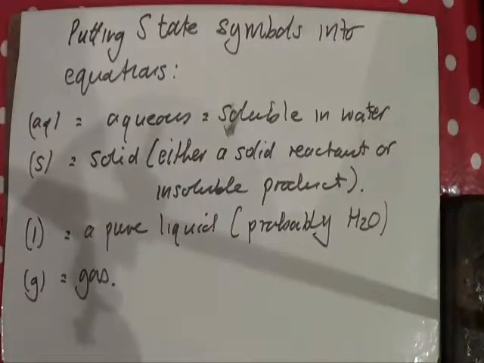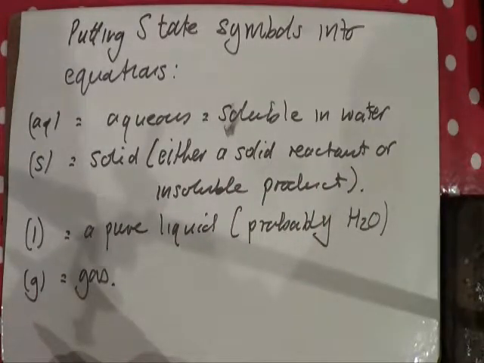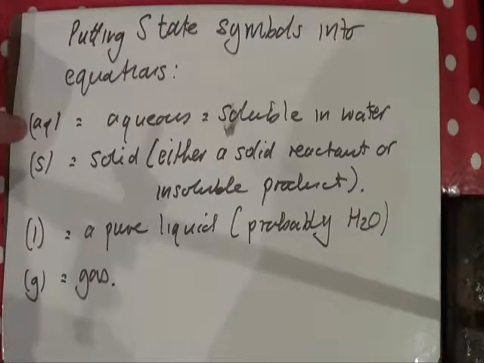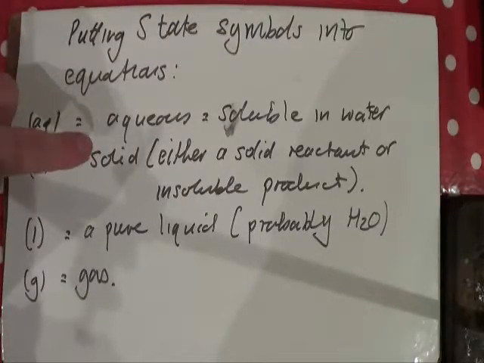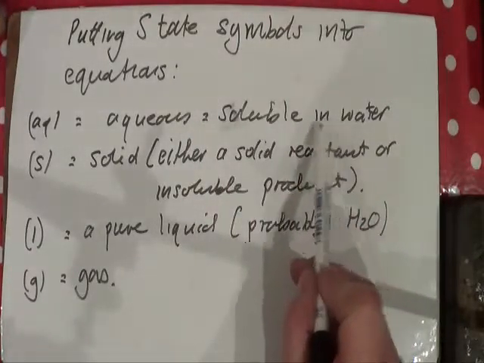In this video we're going to look at putting state symbols into equations. Now there are 4 state symbols that you need to be familiar with. You know from Key Stage 3 and Key Stage 4 about states of matter: solid, liquid, gas. Basically what state symbols do is they tell the person who's reading the equation whether these things are solids, liquids or gases. The next state symbol that you need to be familiar with is AQ, which means aqueous, which essentially means that this thing is soluble in water.